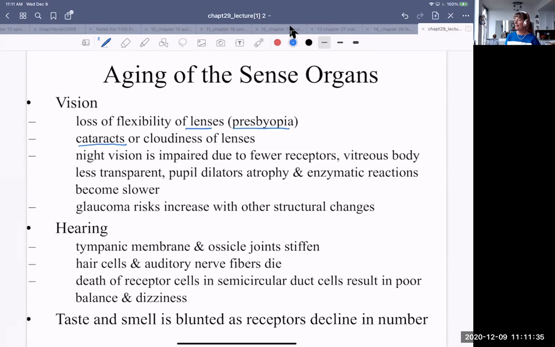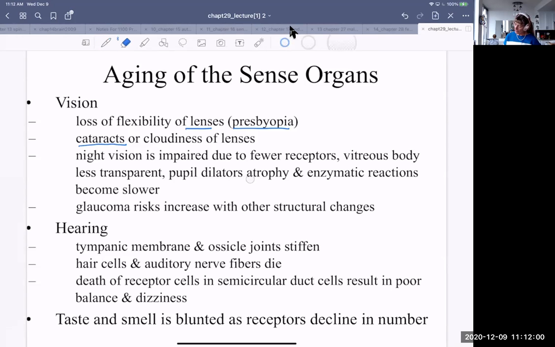I had early onset, apparently, cataracts. Again, probably due to playing volleyball in the sun for 10 years. Apparently, UV radiation can affect the onset of cataracts. But cataract surgery is very advanced now. Night vision can be impaired due to fewer receptors. The vitreous body is less transparent.